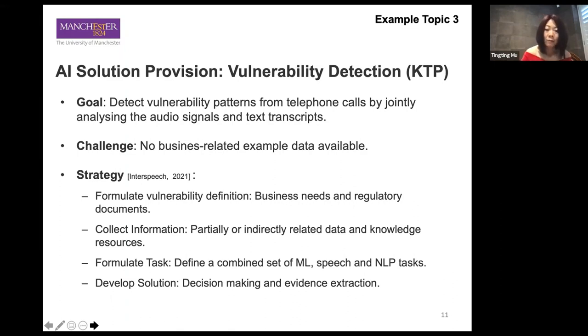And then when we develop a solution, we address two things. One is decision making, and the other is evidence extraction, because it's important for a business product not only to make a decision, but meanwhile to flag to their customer why it made the decision.